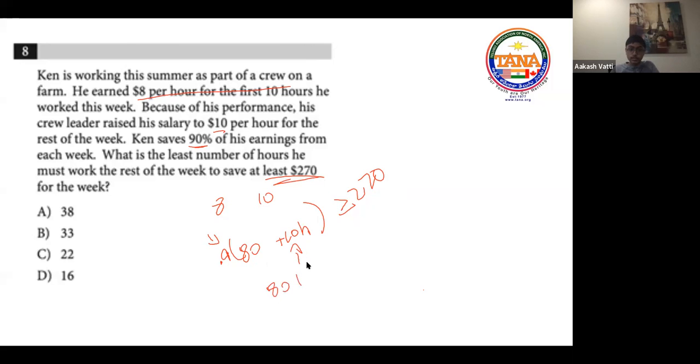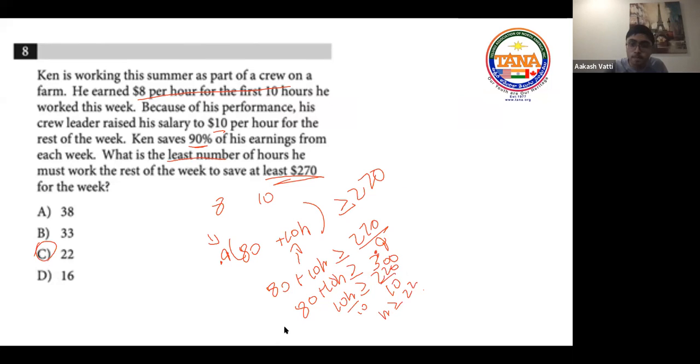So 0.9 times (80 plus 10H) is greater than or equal to 270. 80 plus 10H is greater than or equal to 300, because that's what 270 over 0.9 is. And there you just subtract 80, so 10H is greater than or equal to 220. You divide by 10. You have H is greater than or equal to 22. And the answer for that is C, because we want the least amount, and 22 is the least amount of H that satisfies the problem.